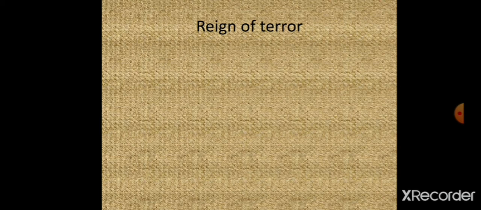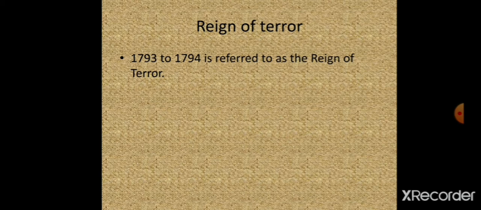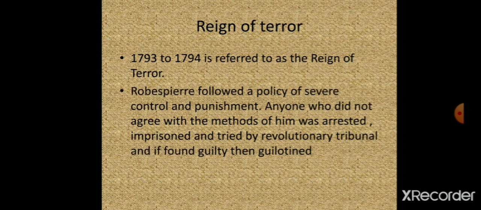After the Jacobins started their government, their leader, Maximilian Robespierre's reign was referred to as the reign of terror. Maximilian Robespierre's reign started from 1793 and lasted till 1794, and we refer to this time as the reign of terror. Why was this? Because Robespierre followed a policy of severe control and punishment. He wanted to control everything, and he punished those who did not agree with his thoughts. Anyone who did not agree with his methods was arrested, imprisoned, and tried by the Revolutionary Tribunal, and if found guilty, then guillotined.